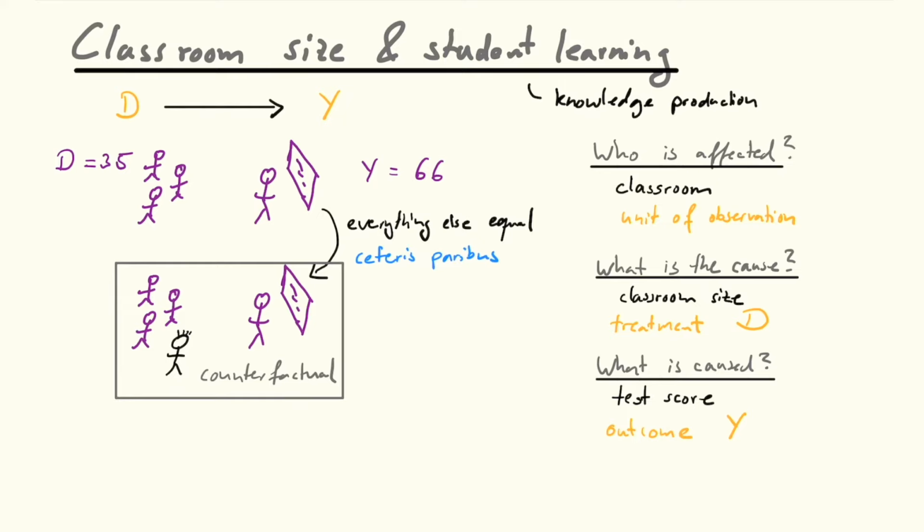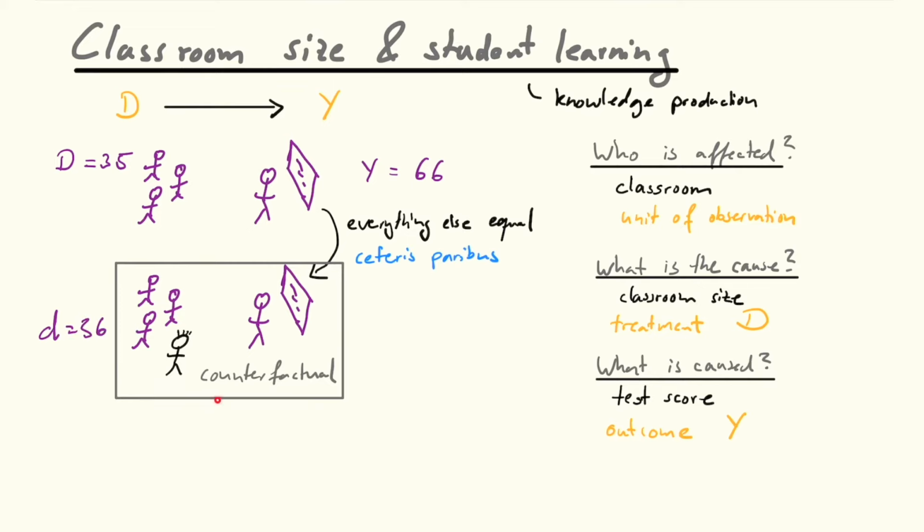What are the characteristics of the counterfactual classroom? Well, it has a class size of 36. Now, I don't want to write D for the class size here, because I want to reserve capital letters for variables that represent real values, not hypothetical ones. So instead I write lowercase d equal to 36.